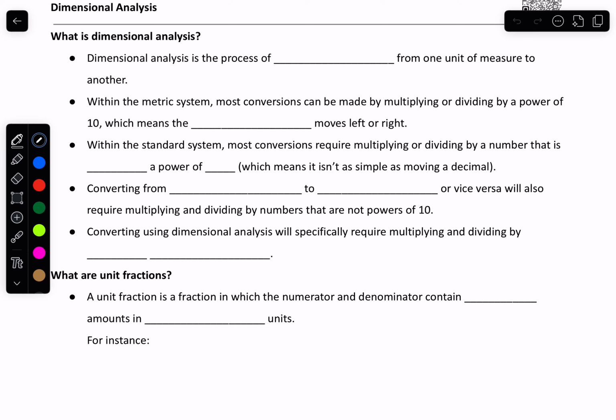Dimensional analysis is what allows us to convert from one unit of measure to another. So our first bullet point there, dimensional analysis is the process of converting from one unit of measure to another. And in general, we kind of have to do this a lot, if I'm being honest.